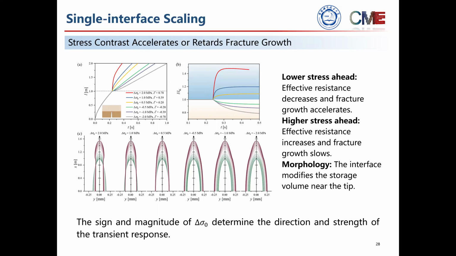The sign of the stress contrast determines the direction of response. If the stress ahead of the tip is low, the effective resistance decreases and the fracture accelerates. If the stress is high, the propagation rate is reduced. The evolving opening profiles show that the effect is not only a change in tip speed. The interface also changes the storage volume near the tip, and that storage is coupled to fluid redistribution.